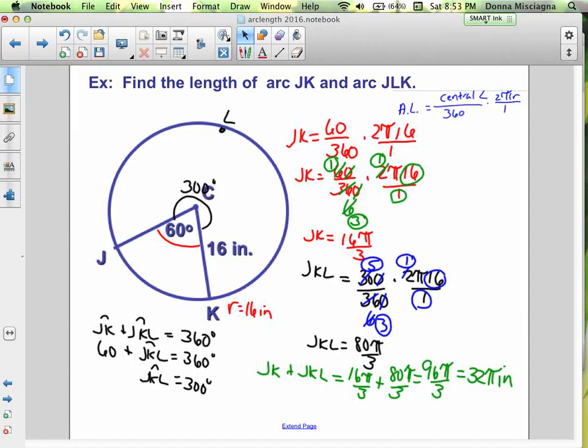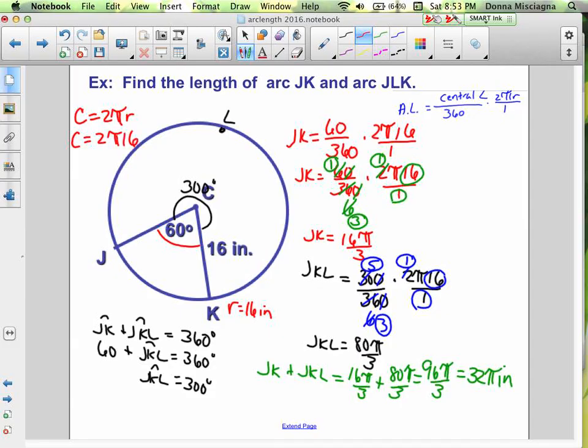Hey, wait a minute. What's the circumference of this circle? So remember, circumference is 2 pi r. By the way, make sure you're taking notes on this one. This one's in your notes. I forgot to say that. Circumference is 2 pi r. The radius is 16. That's just 32 pi inches.